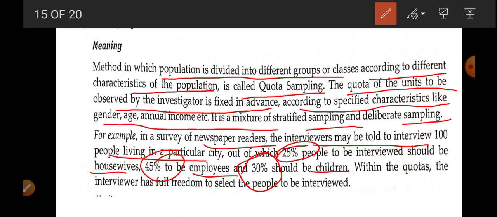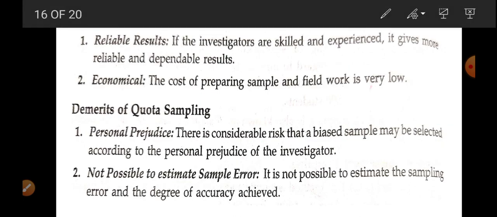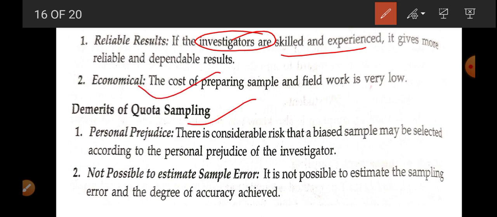So here it is given that it is a mixture of stratified and deliberate. First of all, you are going to make strata, meaning groups. So you divide the whole group into two, three or more groups. Here there are 3 groups. Then you fix the number of how many you select from every group. So this is all about quota sampling. Now merits of quota sampling: the investigator must be trained and experienced, then only is he able to make use of quota sampling. It is economical. Now demerits: there is always a possibility of personal bias.